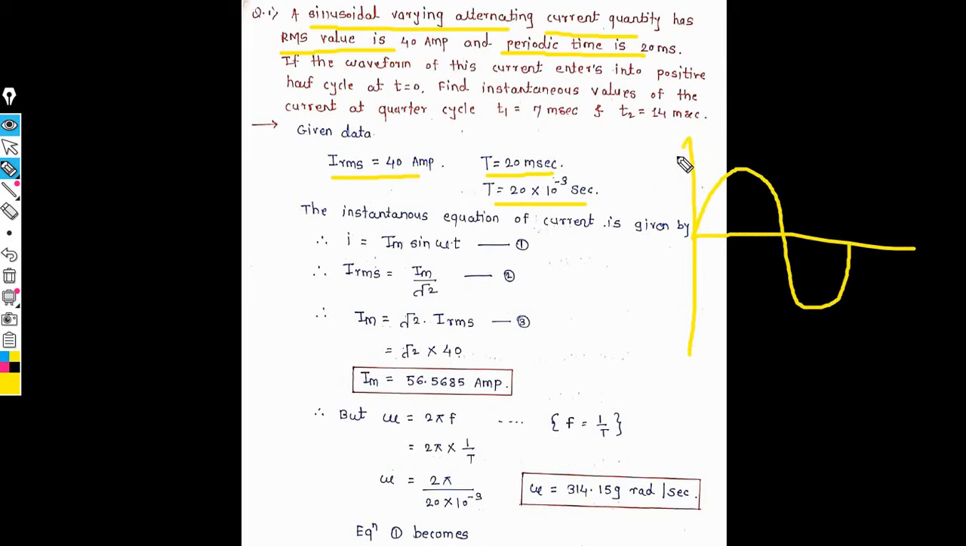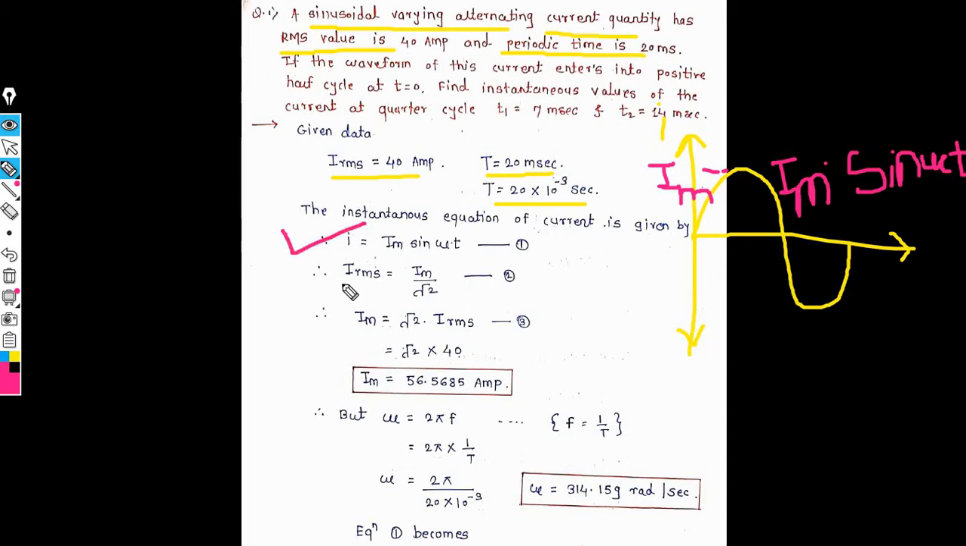Okay, now this is the sinusoidal current waveform, and this is I. In it we have to obtain the value of Im, that is Im into sin omega t. This is for the positive half cycle. Then the instantaneous equation of current is given by I is equal to Im sin omega t.